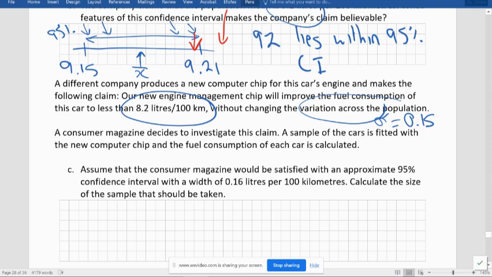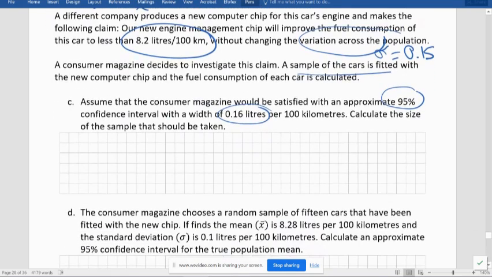A consumer magazine decides to investigate. So what we're going to do is another sample. They've done a sample of cars and they've checked them out. And what they've found is that they've done a 95% confidence interval with a width of 0.16. Sorry, guys, I should read the question. Calculate the size of the sample they need to take. So they want to do a 95% confidence interval, but they want the width to be that. They're actually going, you know what, for some reason we think that our answer will be more accurate if we have a width of 0.16, okay? So calculate the size of the sample.